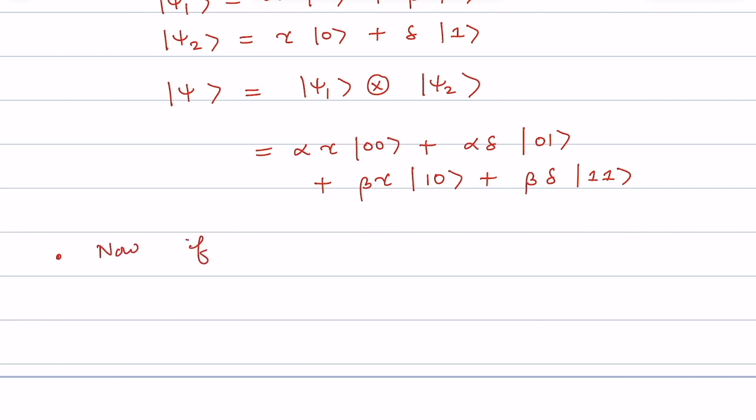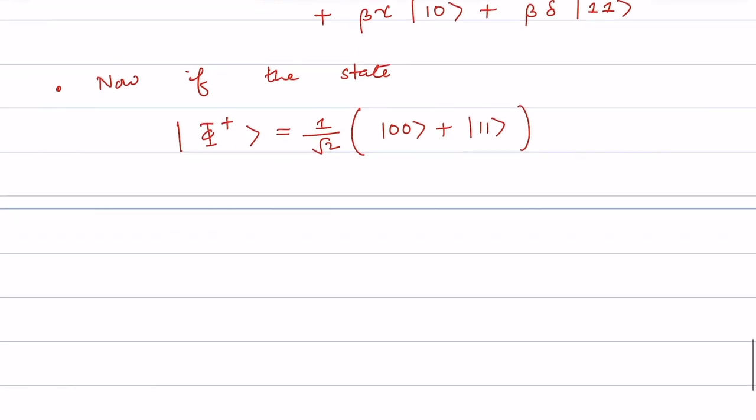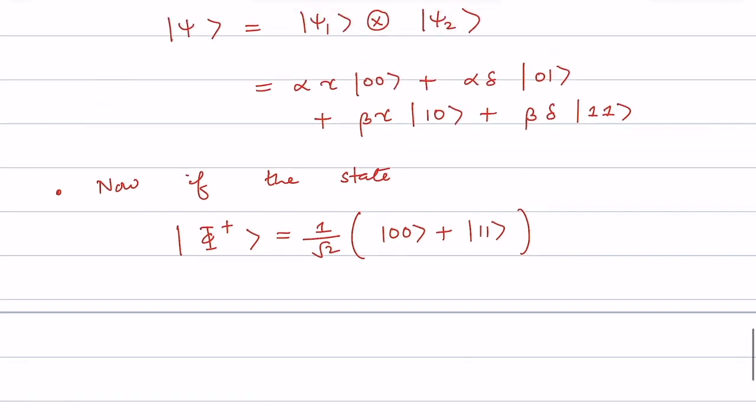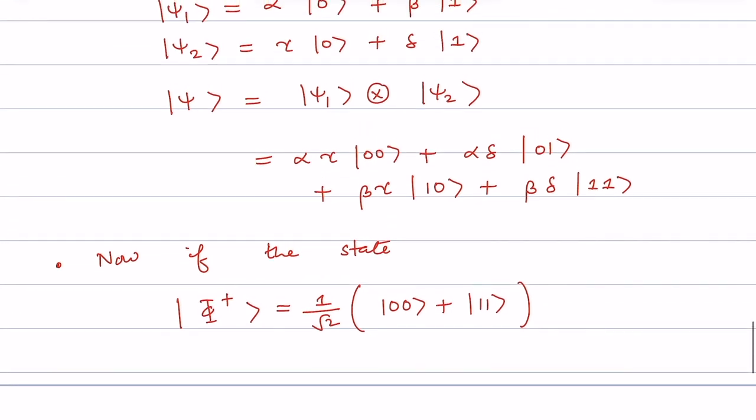Now say we have the state phi plus equal to 1 by root 2 (|00> + |11>). Suppose I have this state and I have to write it as a product state. I think we have done a similar type of example at the beginning of this lecture.